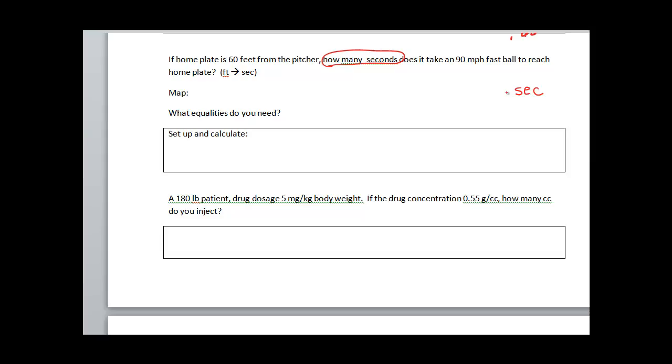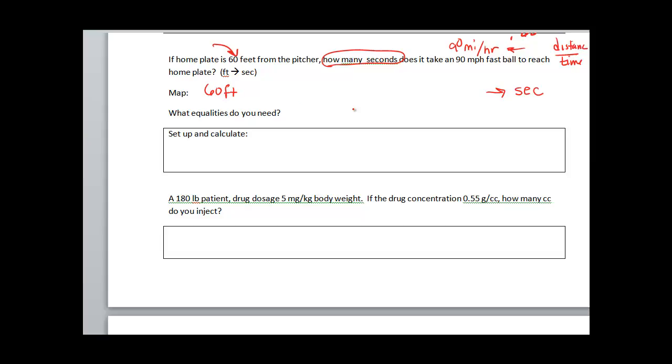This also tells you that your initial information will have only one unit. So when you see this 90 miles per hour, you know that is not a starting point because it has 2 units in it. This is going to be a conversion factor. In fact, this is the factor, which is speed, that is going to allow you to convert distance to time. So our starting point is the 60 feet. When we start with those 60 feet, we need to get them into seconds.